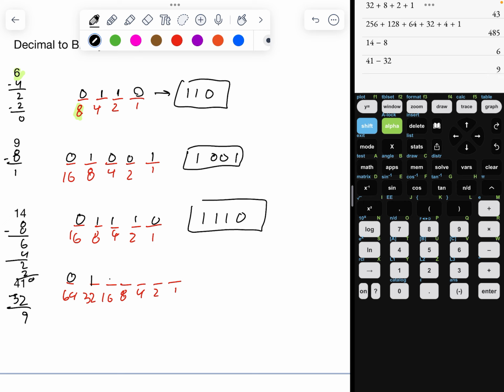So I still need 9. So 16 is too big, but 8 sure fits. So there's an 8. Minus that is 1. 4 too big, 2 too big, 1 fits. So 1, 0, 1, 0, 0, 1 is the binary representation of 41.